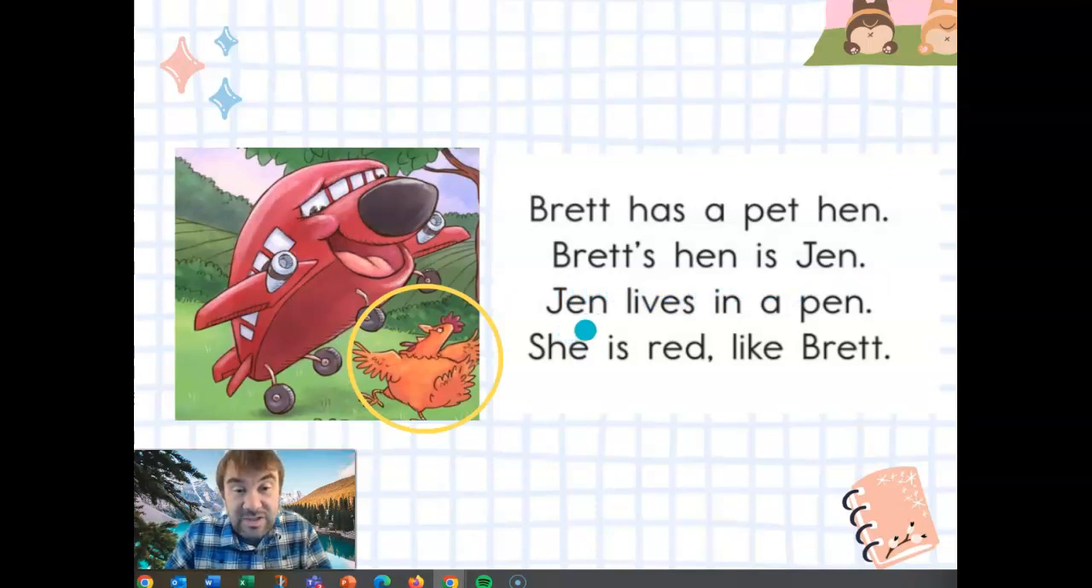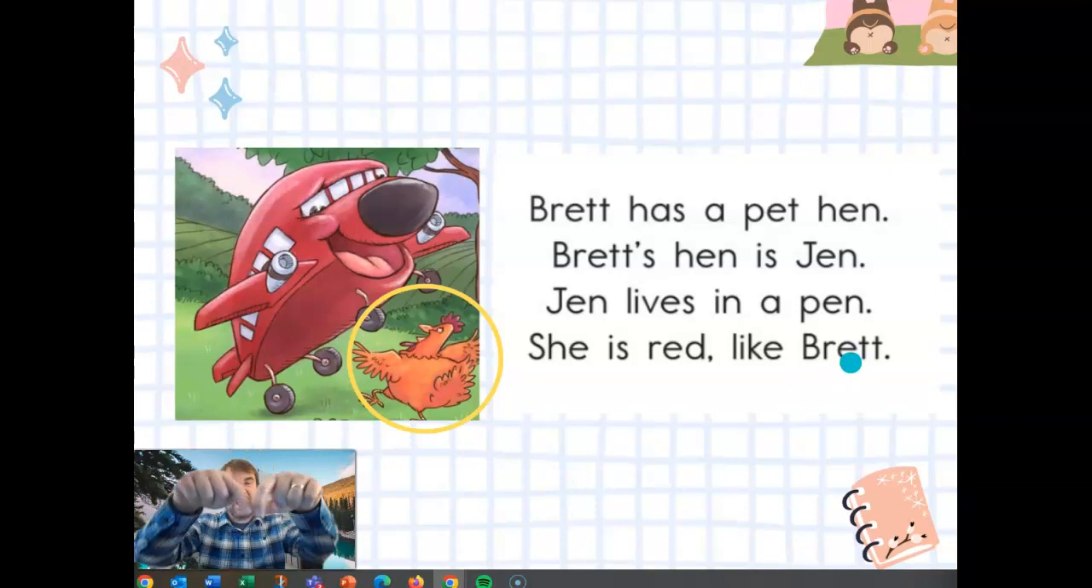Okay, I'll read the next one. Jen lives in a pen. Read it with me. Jen lives in a pen. And that's the difference. Another meaning of a pen can be like a little area with a fence around it, kind of like a yard where certain animals might stay, like pigs or chickens or different animals on a farm. It's just an area with a fence around it to keep them safe.